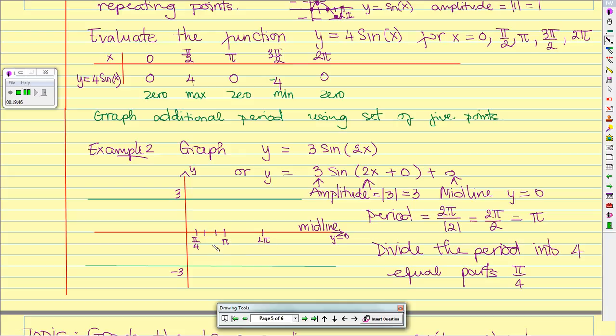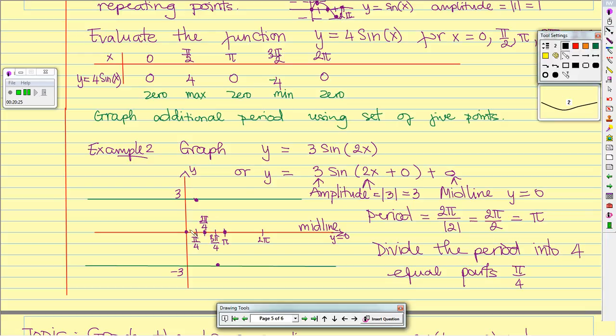And again, this will be the first period, and this will be the second period. So pi over 4, 2 pi over 4. I don't have enough space, so I'm going to put it here. 2 pi over 4. And then 3 pi over 4. Then you must follow the pattern for the sine function. It will be 0, maximum at pi over 4, 0 at 2 pi over 4, minimum when x is 3 pi over 4, and then 0 at pi.